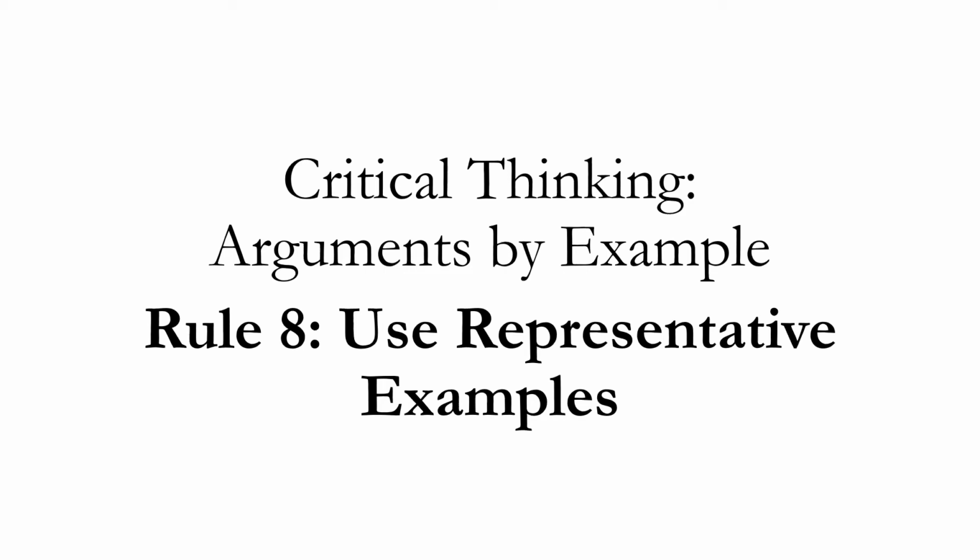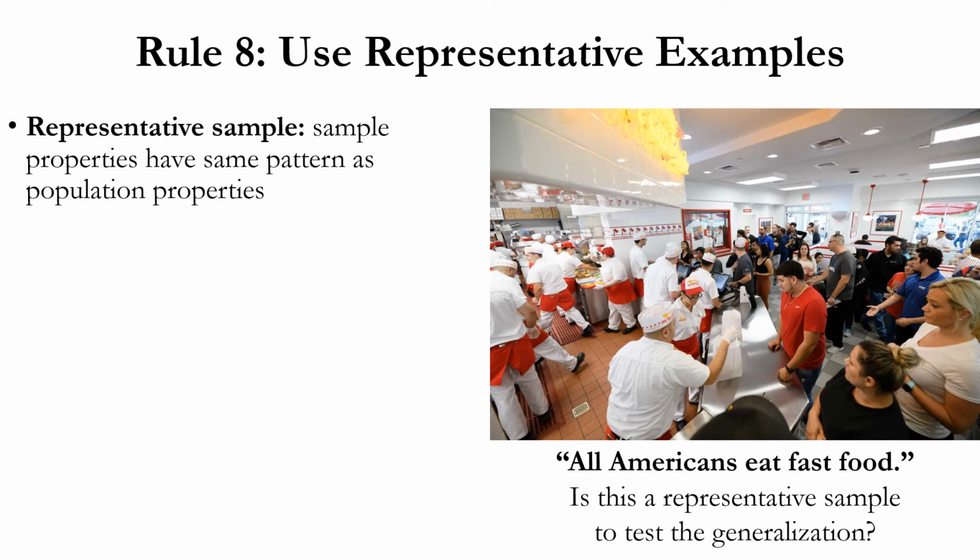Critical Thinking Rule 8: use representative examples. This rule is about getting examples that represent the population that you're generalizing about. A representative sample is one in which the properties of the sample have the same pattern as that of the whole population or group that you're trying to generalize about.